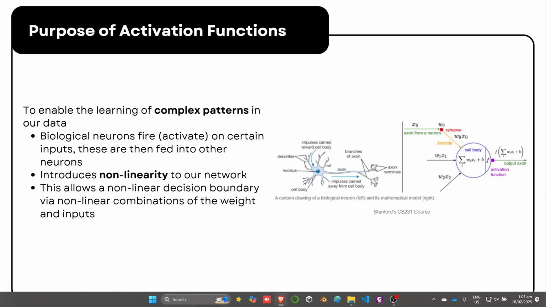So it's important you think about the purpose of an activation function. This could confuse a lot of you, so I will be slow and I will try to introduce this topic gently.